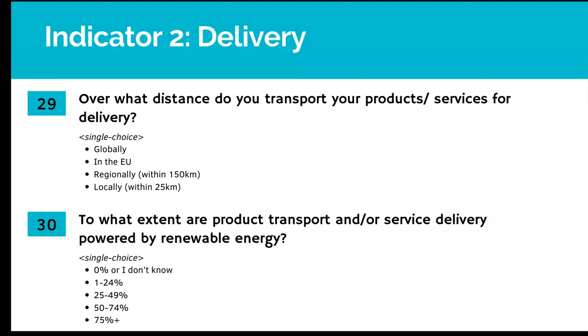Alternately, what the tool's authors suggested is that they can calculate the average of these transports and deliveries. The following question, number 30, is asking to what extent are the product transport and service delivery powered by renewable energy. Now, if you recall a similar question from the manufacturing category, it is advised that here you also ask whether this renewable energy is from their own production, if they use renewable energy, or whether they are using renewable energy with a certificate of guaranteed origin.